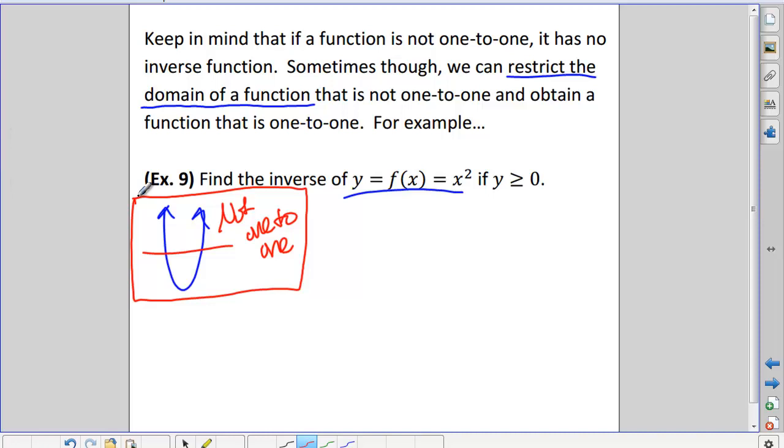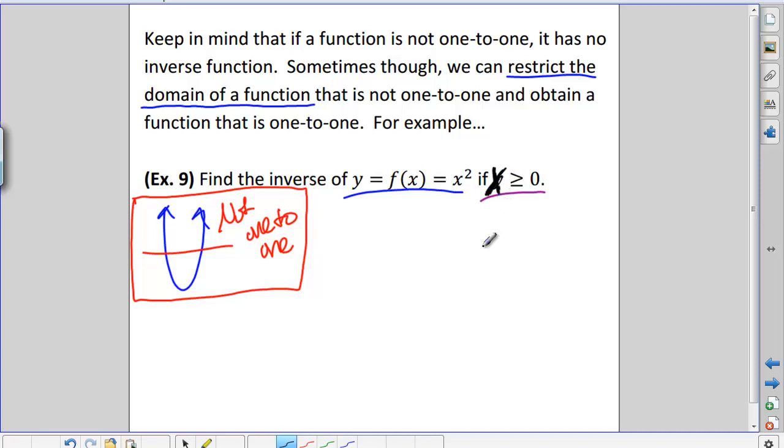The way that we pretend that it's one-to-one is we get rid of the part of the graph that makes it not one-to-one. And so that's what this piece right here is, where it says y is greater than or equal to 0. And actually that is a typo. That should say x is greater than or equal to 0.